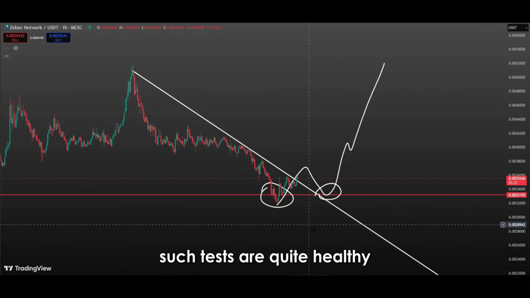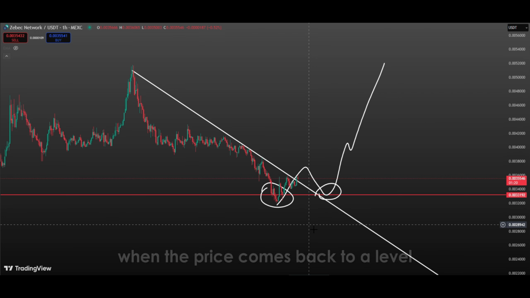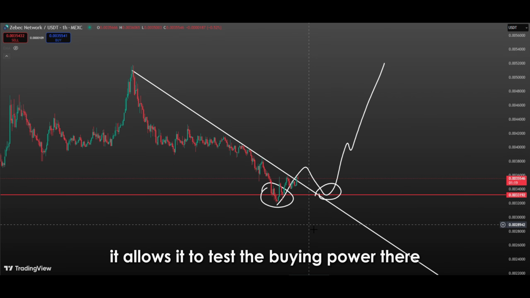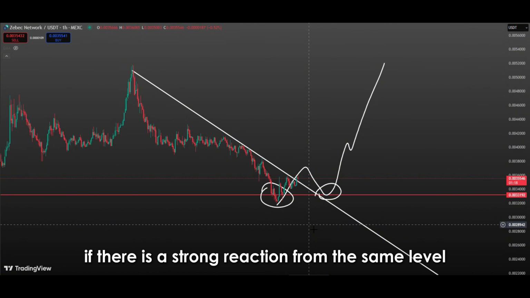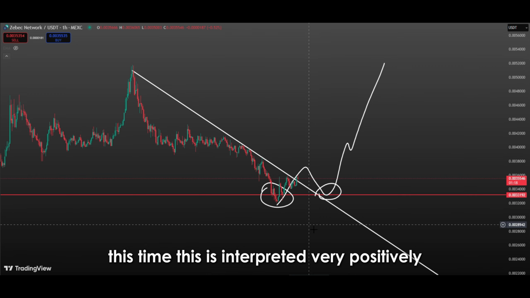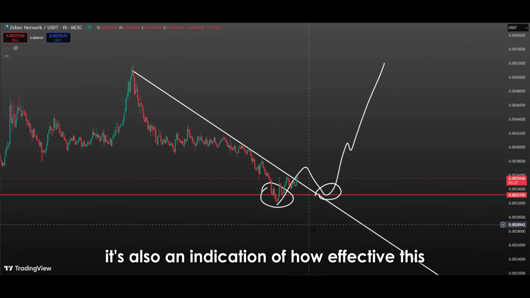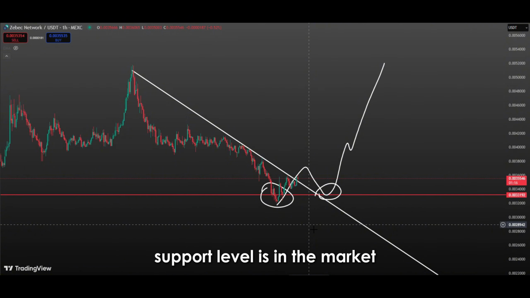Such tests are quite healthy within the market structure. When the price comes back to a level where it was previously supported and rallied, it allows it to test the buying power there. If there is a strong reaction from the same level this time, this is interpreted very positively in terms of technical analysis. It's also an indication of how effective this support level is in the market. This contributes to the price not breaking this area easily again and creating a strong long-term basis.